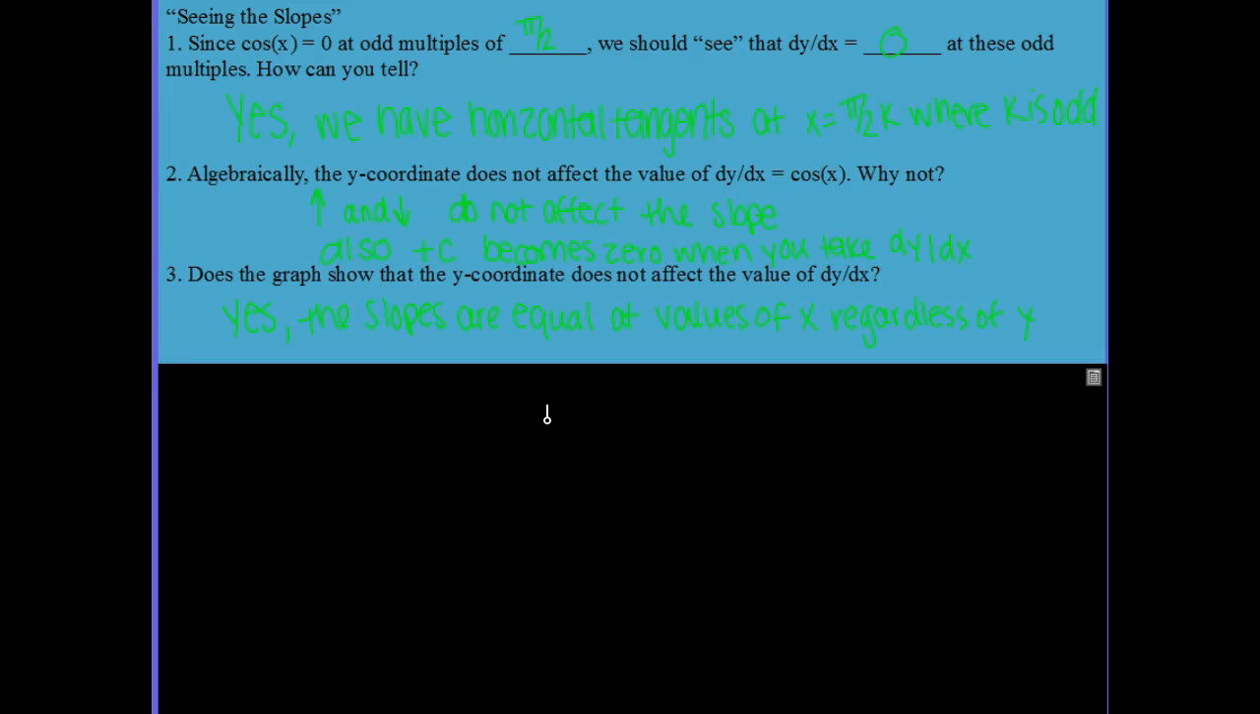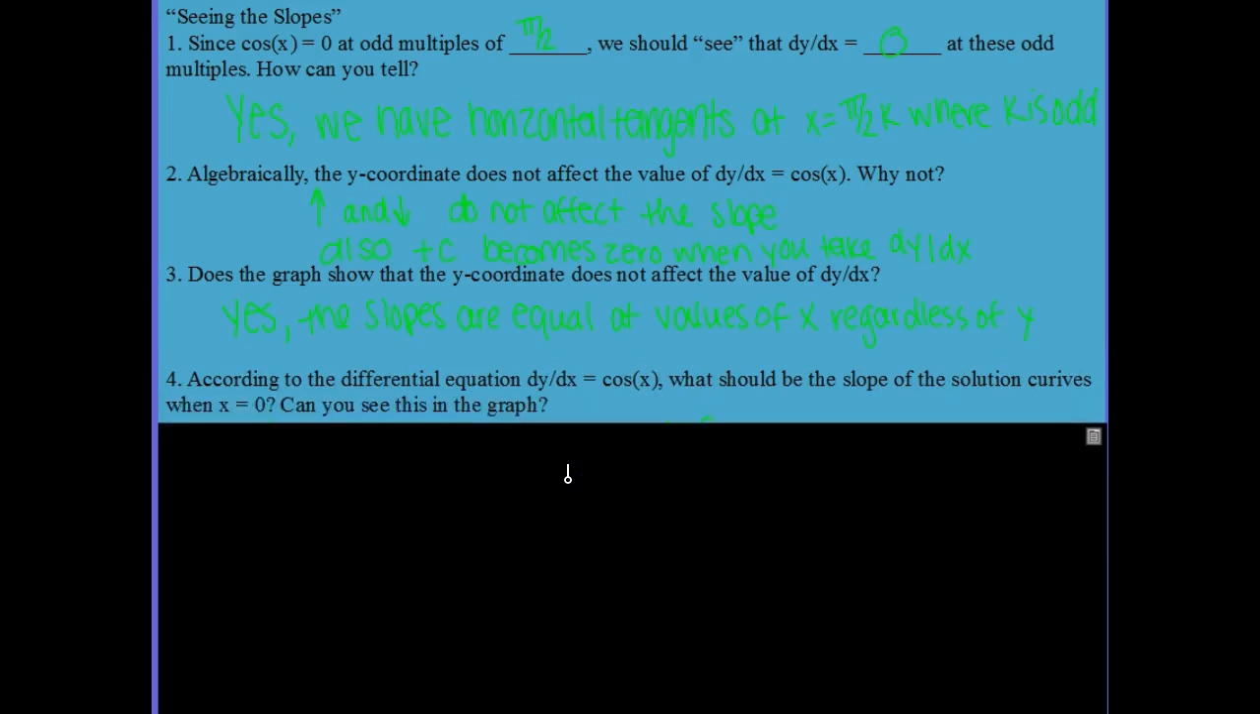Okay, does the graph show that the y-coordinate does not affect the value of dy/dx? Yes, it does. That's what we talked about prior to me showing you this. All of the slopes are equal at every value of x, regardless of the y. One year I gave the kids those graphs and made them answer all these questions on their own. I just wanted to see what they could come up with.